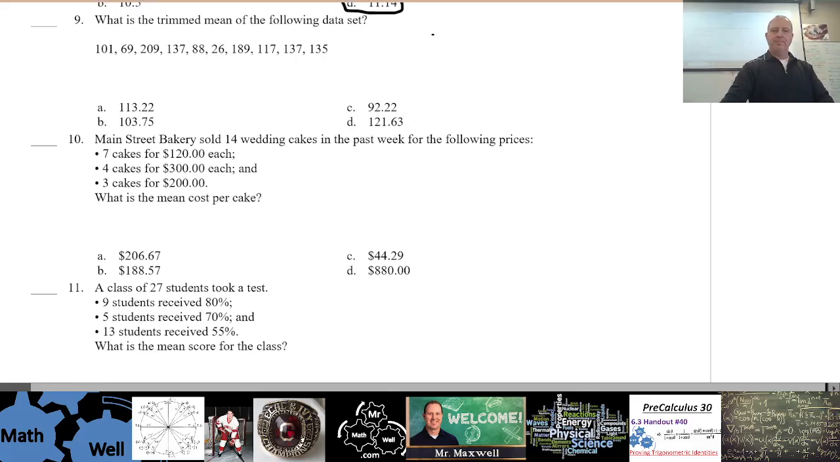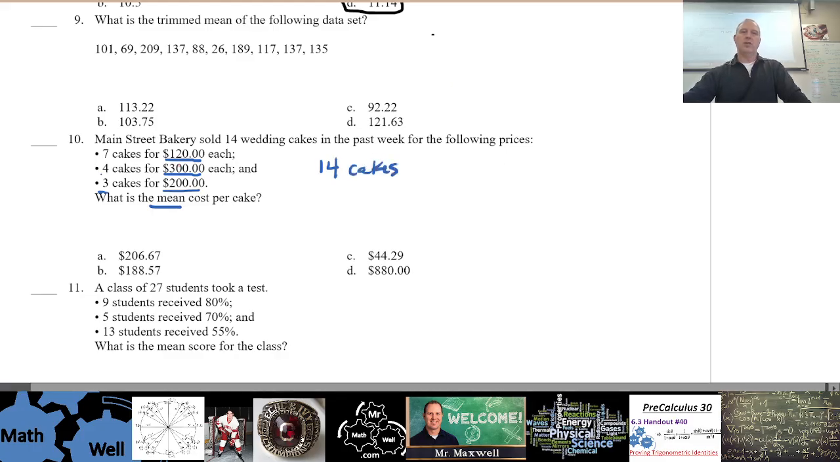Okay. Number 10. I'm going to help you with number 10 here. This is a good question for us to do. It's a bit different. It's asking for the average or the mean cost per cake, but it gives you the cost of cakes and it gives you the number of cakes that are of that price. So there are 7 120s in the list. You see that? And there are 4 $300 cakes in the list, and there are 3 $200 cakes in the list. So that means we actually have 7 plus 3 plus 4 is 14. We actually have 14 cakes here, right?